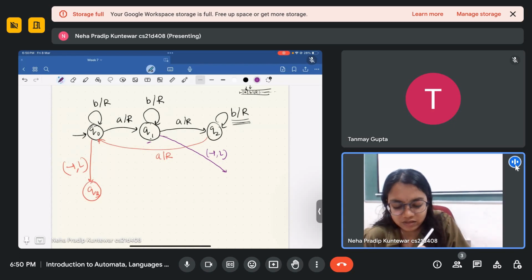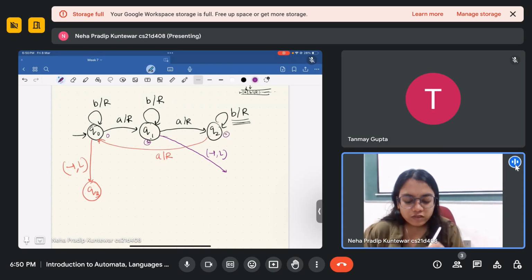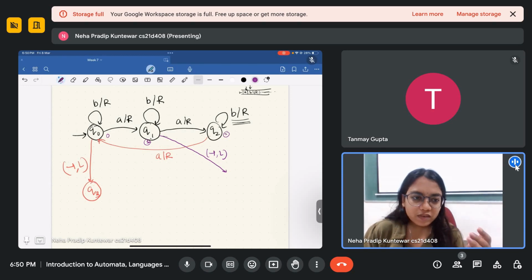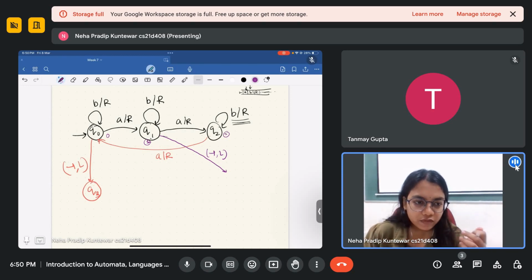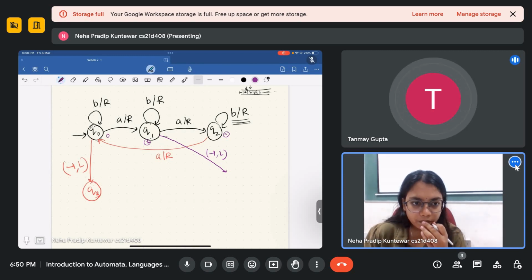this states. Remember, this says that it is some 3k plus 0. This is basically remainder 0. This is remainder 1. This is remainder 2. So if you reach Q1, that means you have read a number of A's which is not a multiple of 3. Is that fine?